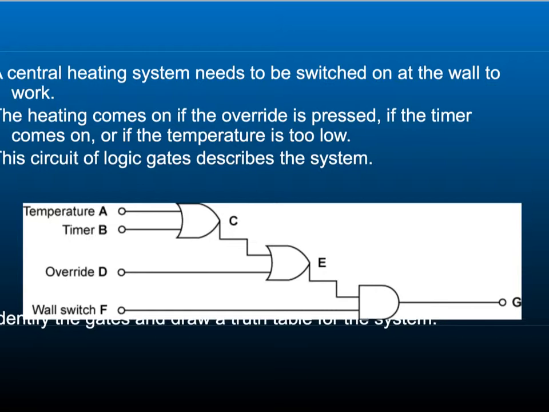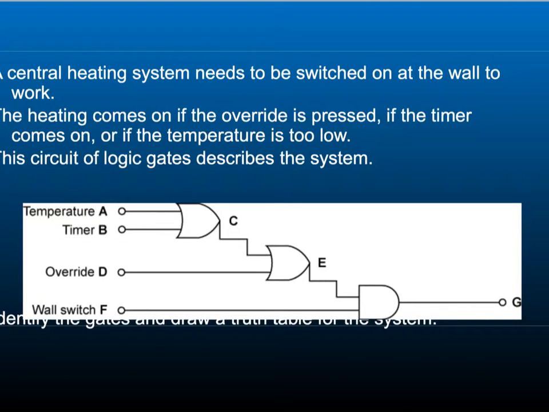Combinations of logic gates can be made much more complicated. This combination is for a central heating system that needs to be switched on a wall to work. The heating comes on if the override is pressed, if the timer comes on, or if the temperature is too low. The circuit of logic gates describes the system.